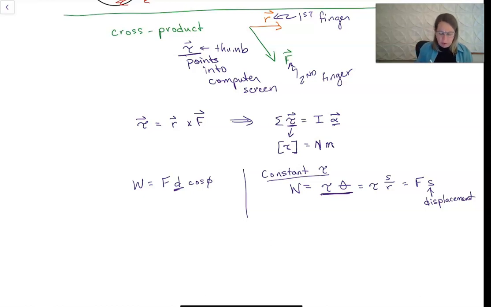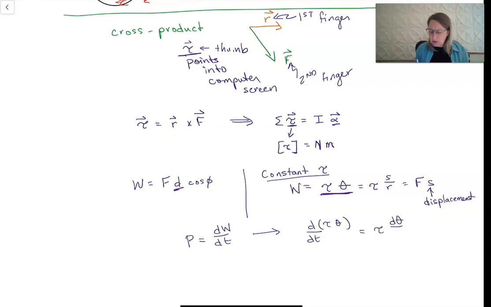Then if we go to power, which is change in work with respect to time, then over here, that becomes the derivative with respect to time of torque times theta, but this is already for a constant torque, so torque is times d theta dt, so this is torque times omega. And so this is our value for the power.